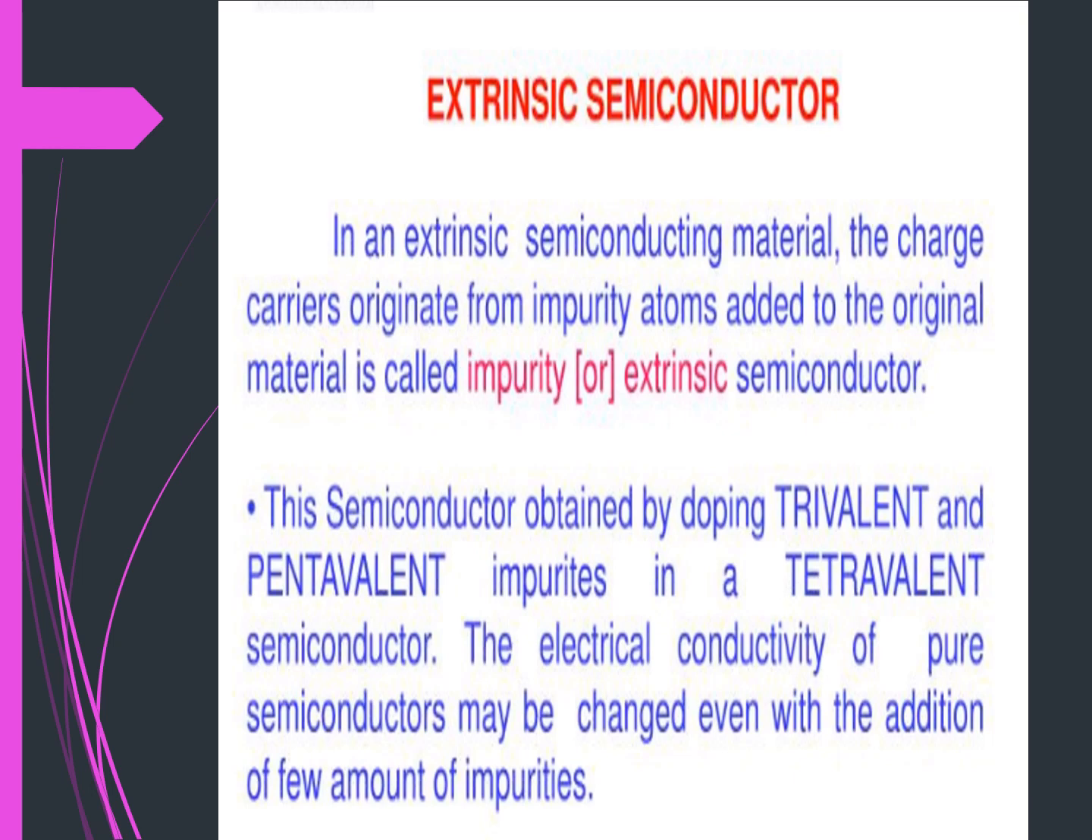Based on doping, extrinsic semiconductors are divided into two types: one is N-type and another is P-type. N-type means when a semiconductor is doped with pentavalent impurity, then it is N-type. And if the semiconductor is doped with trivalent impurity, then it is a P-type semiconductor.